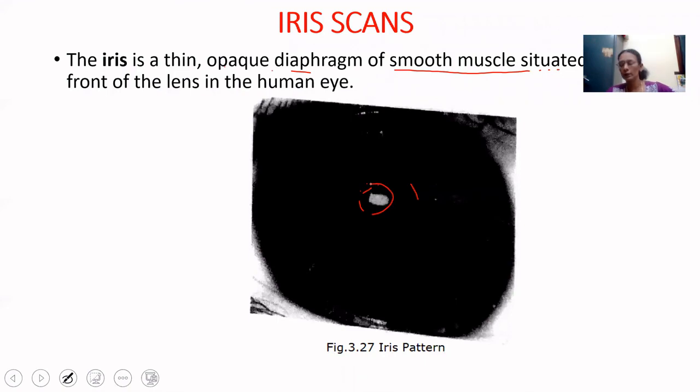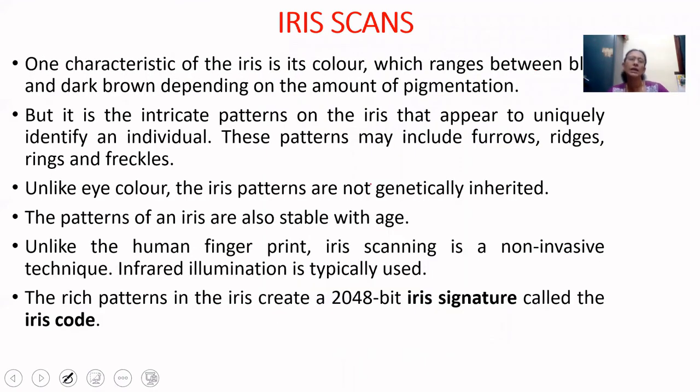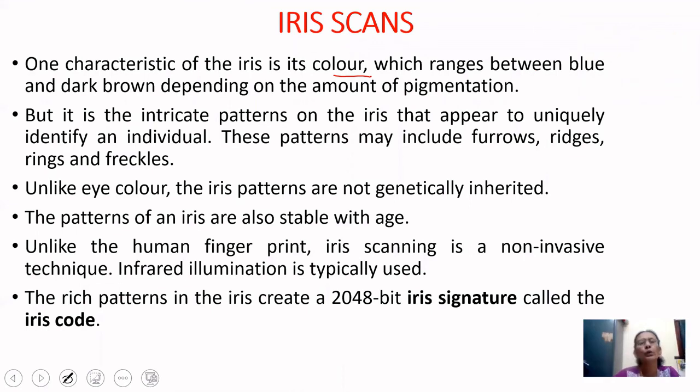Now, what are the characteristics of the iris? One characteristic is the color. Color ranges from blue to dark brown, depending on the amount of pigmentation. But more than the color, what differentiates one person from another are the intricate patterns on the iris, which are used to identify the individual. These patterns include furrows, ridges, rings, and freckles.